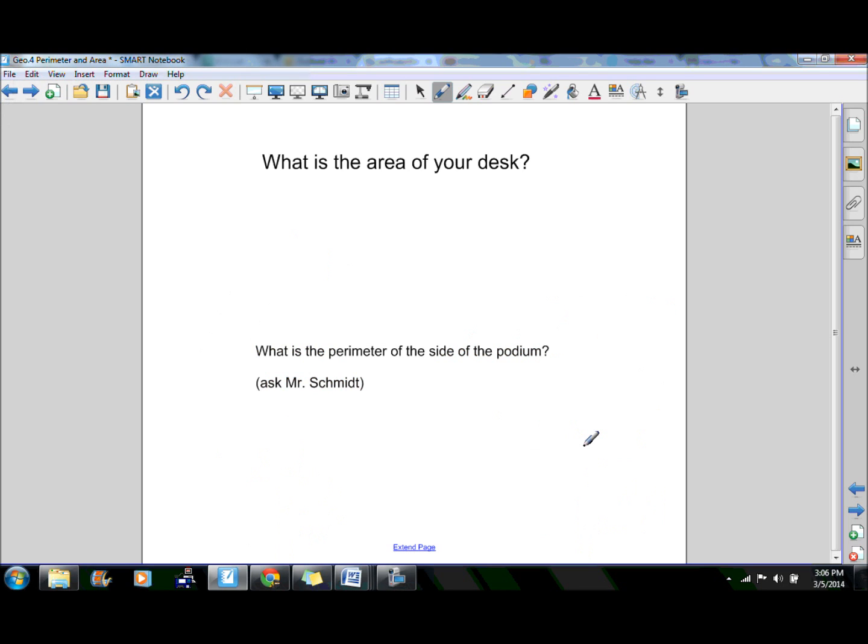All right, now for the activity, you have to find the area of your desk and the perimeter of the side of my podium, which is in the shape of a trapezoid. If you have questions on that, please ask me.